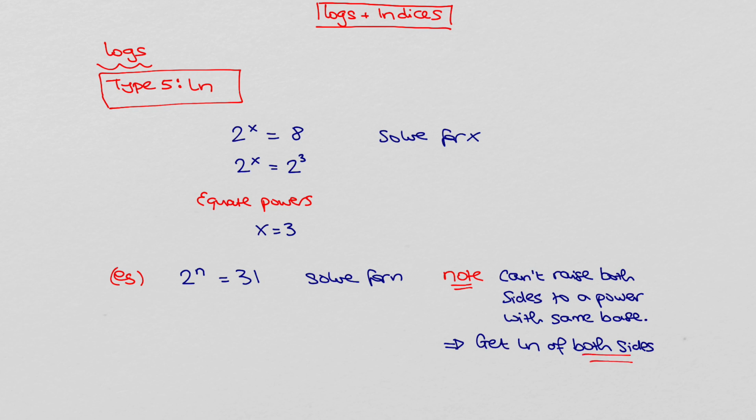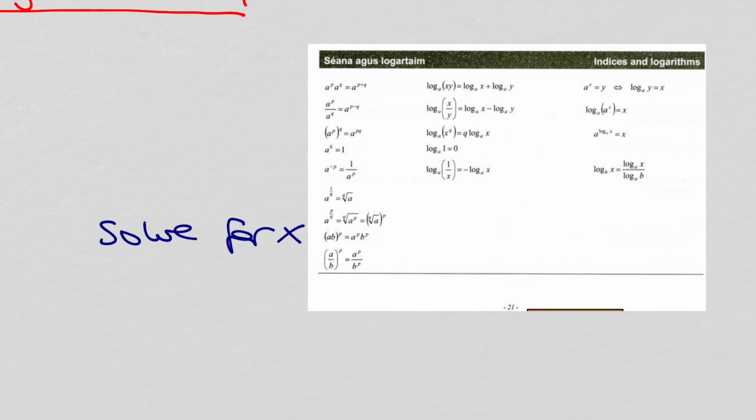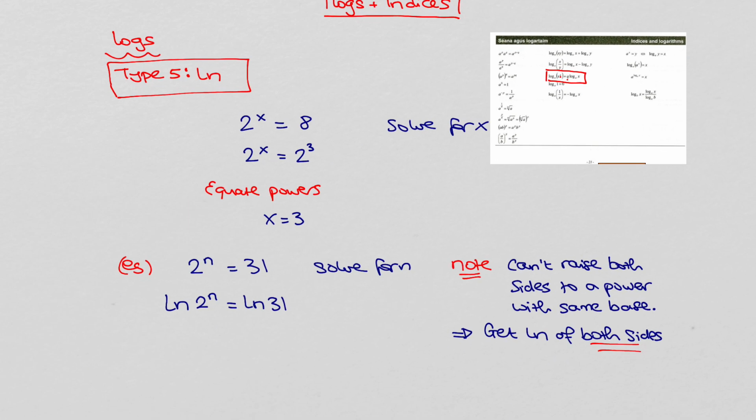So if we look at 2 to the n equals 31, I'm going to get log of both sides. That means I'm going to say natural log of 2 to the n equals natural log of 31. And I know from my log rules on page 21, if I zoom in here, that if we look at the third rule down, if I have anything raised to a power, then that power can come down in front of the log. So by doing that, we can find our unknown variable because the power here is n.